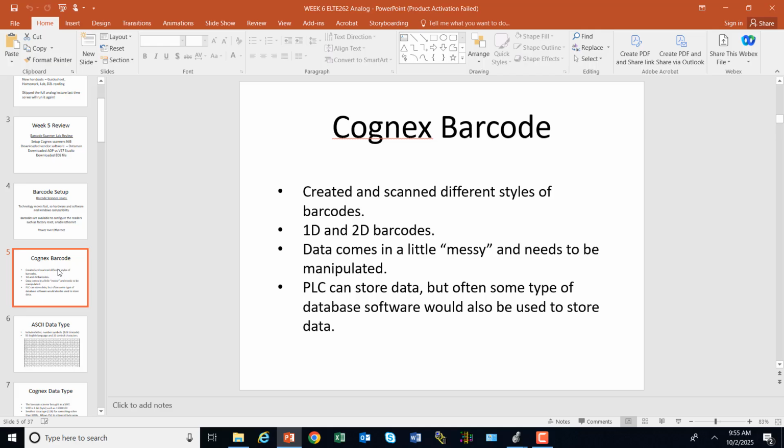If we were taking a lot of data from a barcode reader, we might not use a PLC. We might use some type of database software to collect that data into a file, and that's what we did. We then got it hooked up to the PLC, and we saw that the data comes in a little, I call it messy, and we needed to manipulate that data a little bit. The PLC can store this data, but if you're really doing a lot of data, you might have some other type of database software that would work a little more seamlessly with this.